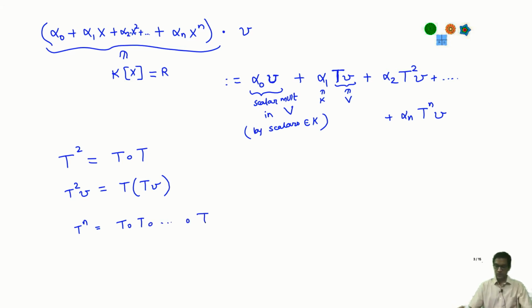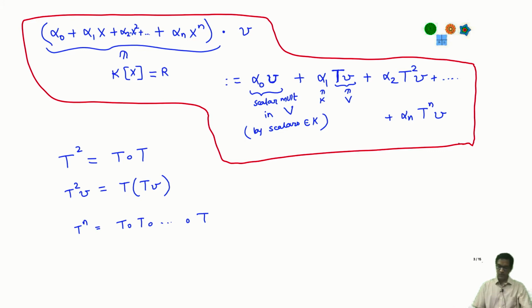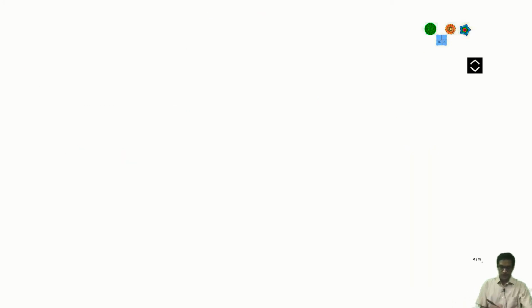Okay, so this is my definition. I make my definition in this manner. So I say that this polynomial alpha naught plus alpha 1 x plus and so on acting on v gives me this answer, alpha naught v plus alpha 1 Tv plus alpha 2 T square v and so on. Okay, now we have to check that this satisfies all the axioms. Once we check that, then of course it's a well defined module. So let's check the axioms. That's our task now.